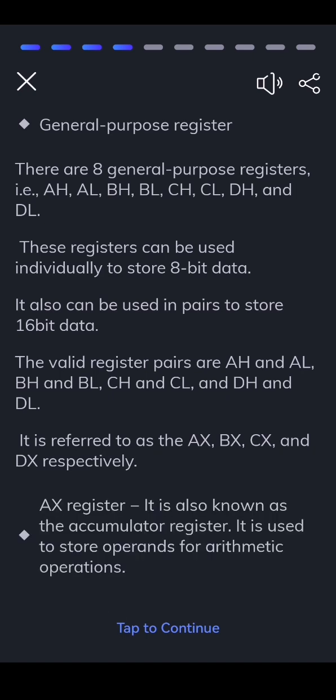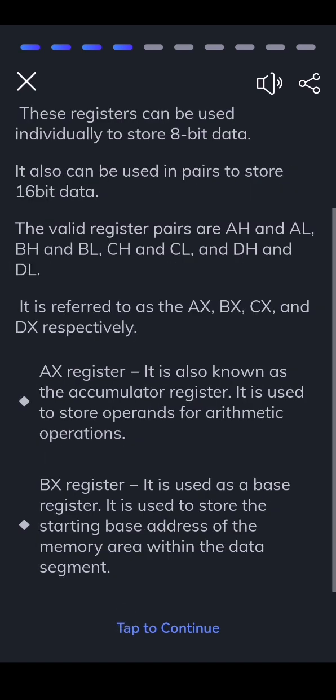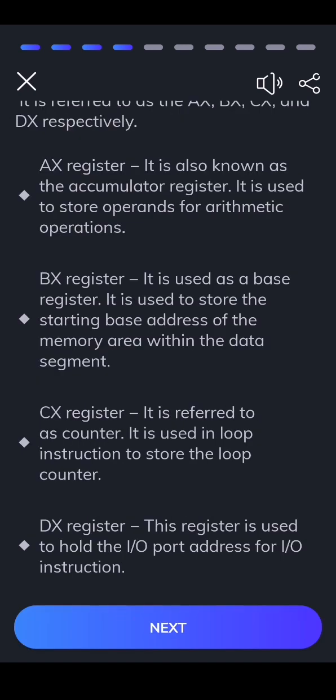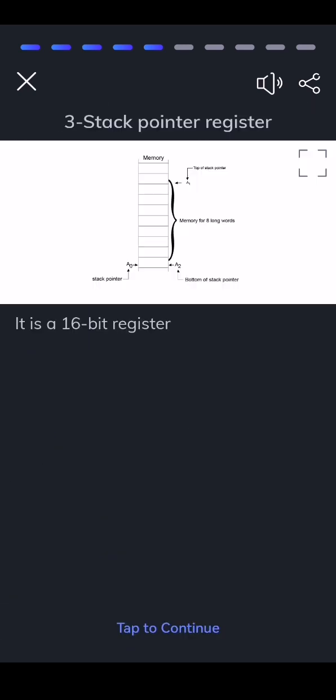AX register: it is also known as the accumulator register. It is used to store operands for arithmetic operations. BX register: it is used as a base register. It is used to store the starting base address of the memory area within the data segment. CX register: it is referred to as counter. It is used in loop instructions to store the loop counter. DX register: this register is used to hold the I/O port address for I/O instructions. It is a 16-bit register.